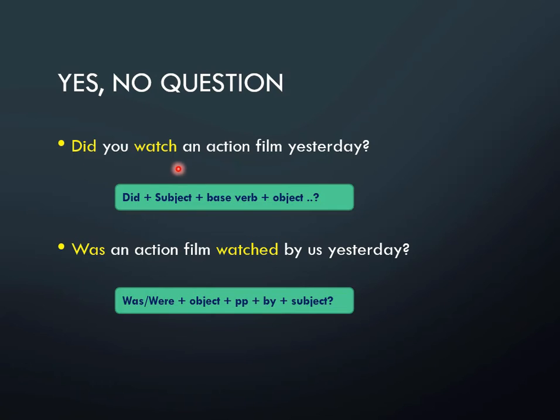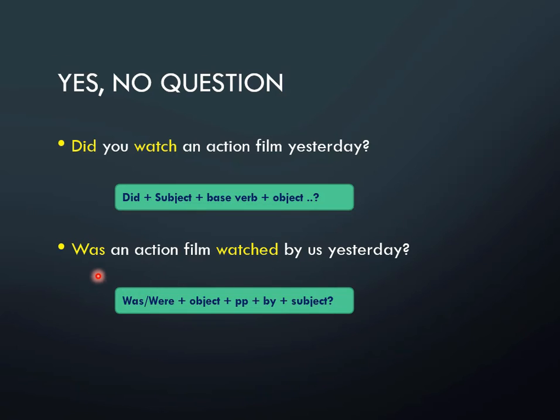Did you watch an action film yesterday? When we want to change this into passive, we should start with the helping verb was at the beginning, then we write the object, after that we write the PP, or the past participle, then we write the preposition by and the doer, us, in this place. After that we write the time expression.